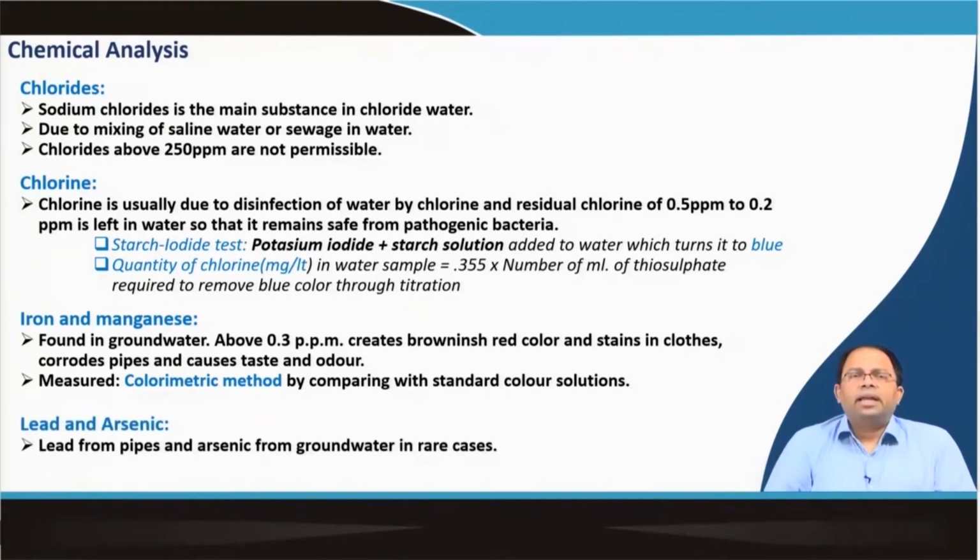And finally, we have lead and arsenic: lead from pipes and arsenic from groundwater. Sometimes, in very rare cases, they are present, and like in Bengal, in certain districts we find arsenic in the groundwater that is pumped. So we have to be careful, and those kinds of tests have to be conducted.